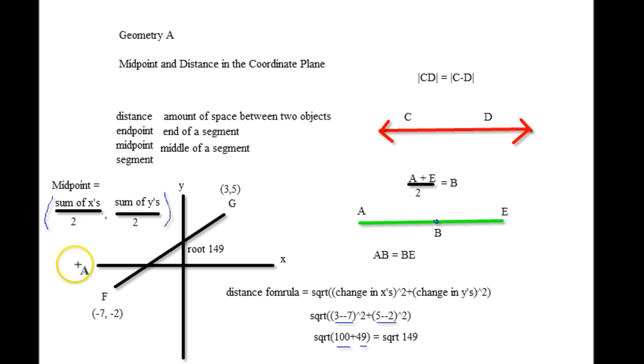Okay, so the sum of the x's, so you're going to actually add these up, so it's going to be 3 plus negative 7, and you're going to divide by 2. Okay, comma, and then you're going to add up the y's, so it's going to be 5 plus negative 2 divided by 2. Okay, so 3 plus negative 7 is negative 4, divided by 2, it's negative 2. And 5 plus negative 2 is positive 3, and divide that by 2, and we get 1.5.